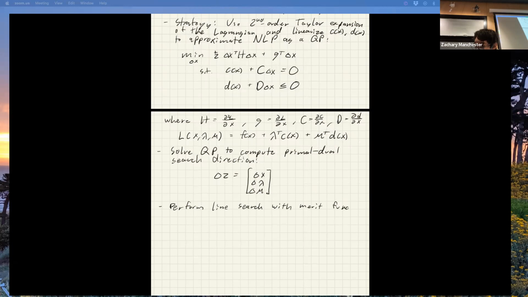Okay, question. What is different about this than the Newton stuff we did before? This looks pretty much exactly like the whole Newton thing we've been talking about all along. What is the difference? Why is this sequential quadratic programming when the stuff we did before was just Newton's method, where we solve for a delta x and a delta lambda?